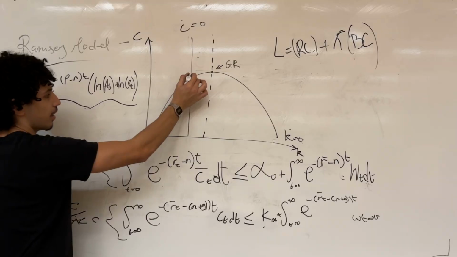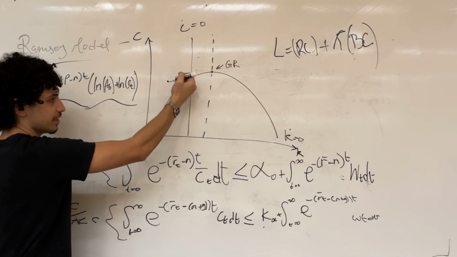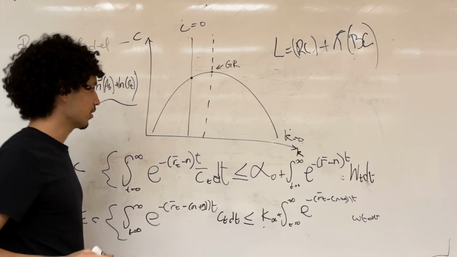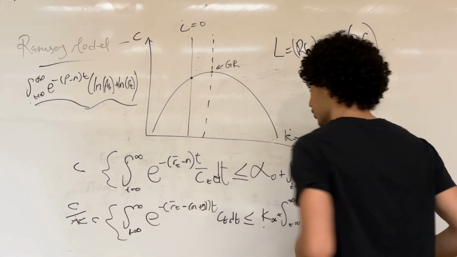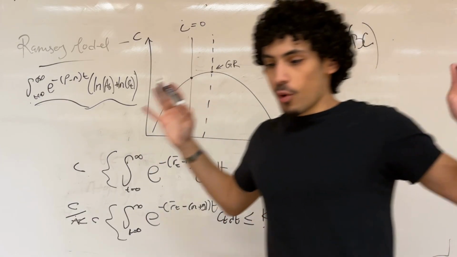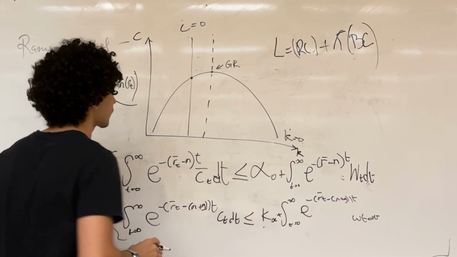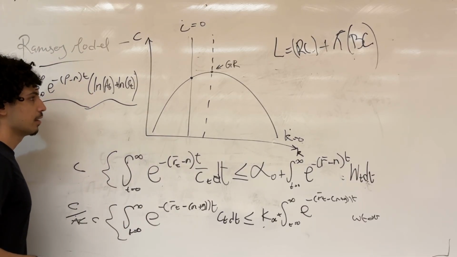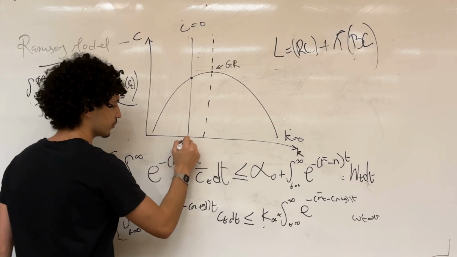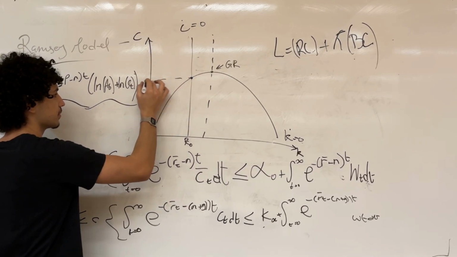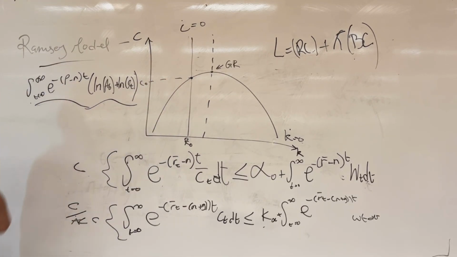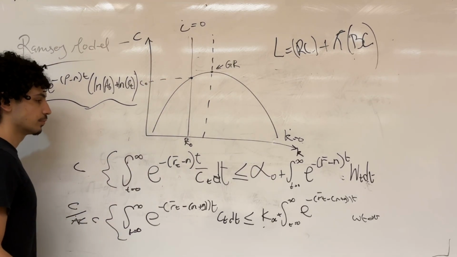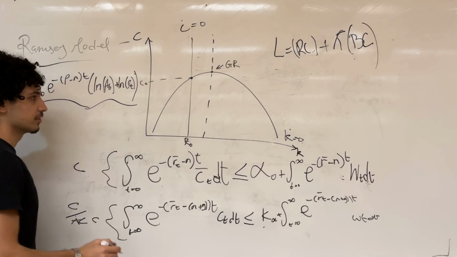So, at this point is our Ramsey optimal. This is our golden rule optimal, which we don't touch. So what happens once capital, so this is capital right now. This is consumption right now. So what happens if capital decreases?